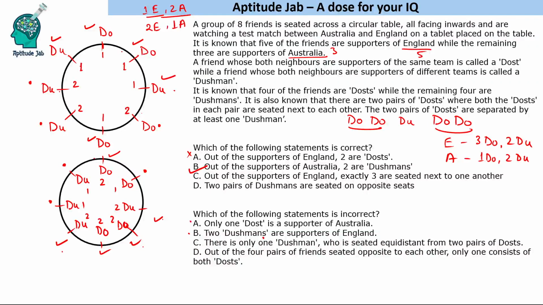Okay, in this case we are getting 2 such dushmans which are equidistant from 2 pairs of dosts, right? So this also looks incorrect. There are 2 dushmans. So let us check in this case also if that is true.